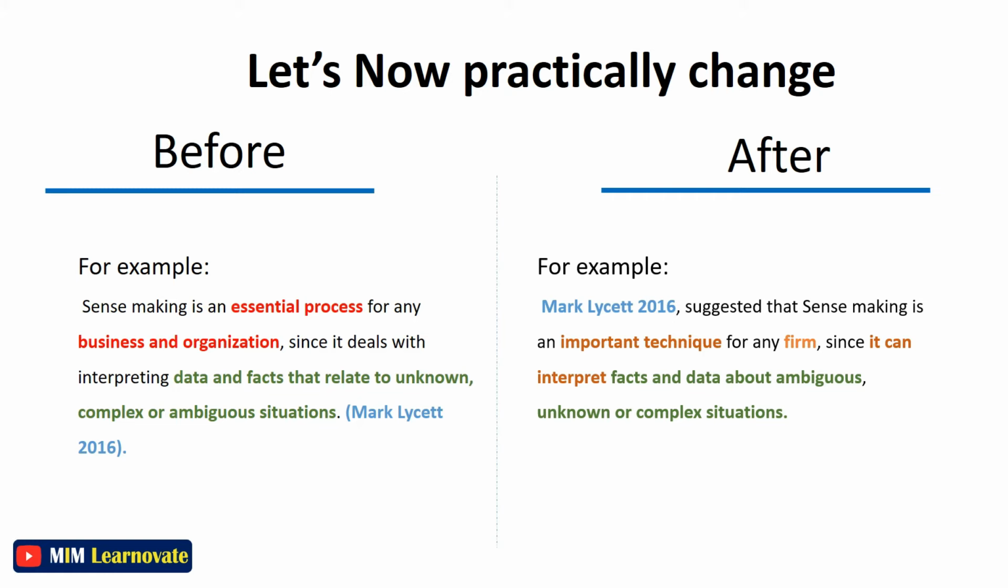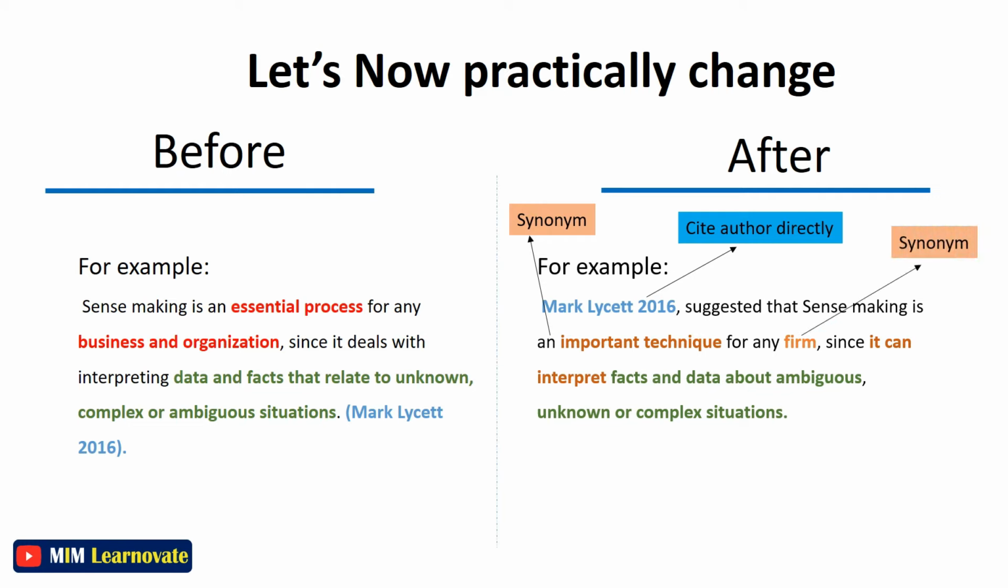Here, first I have cited the author directly. Then I have used the synonym of the word. I have replaced essential processes with important techniques. Then again I have used synonym. I have replaced business and organization with the firm. In place of since it deals with interpreting, I have written since it can interpret. Then finally I have changed the order of words. For data and facts, I have written facts and data. For unknown, complex, or ambiguous situations, I have written ambiguous, unknown, or complex situations.